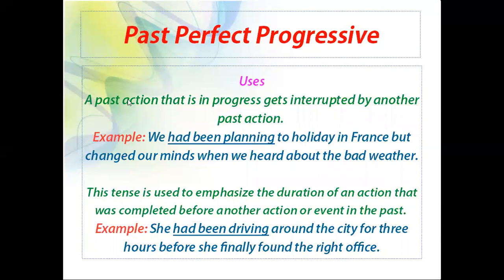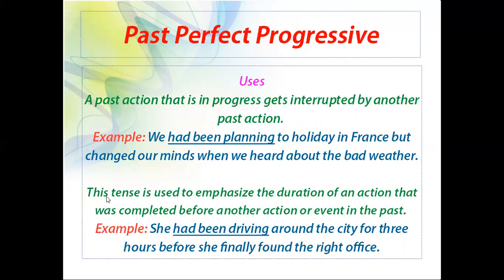Next, where can we use past perfect progressive? A past action that is in progress gets interrupted by another past action. For example, we had been planning a holiday in France, but we changed our minds when we heard about the bad weather. So the action was already in progress, but it was interrupted by another past action. By seeing this example, you can understand.